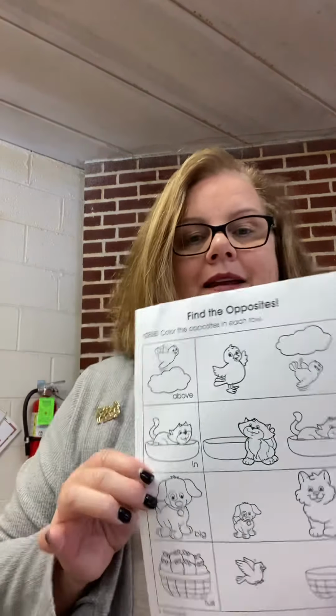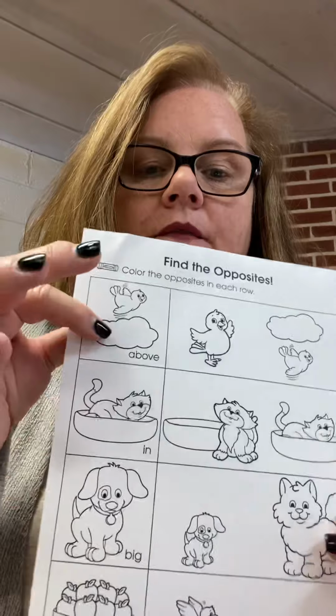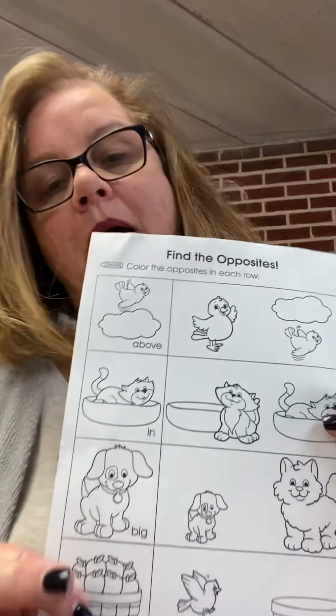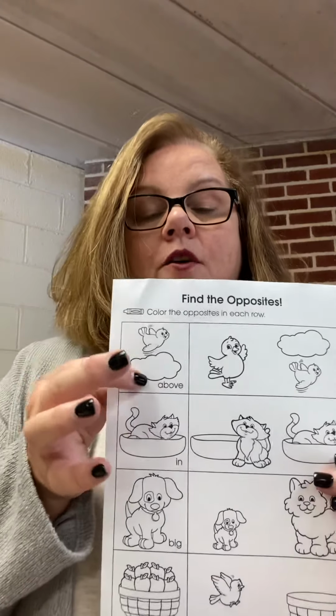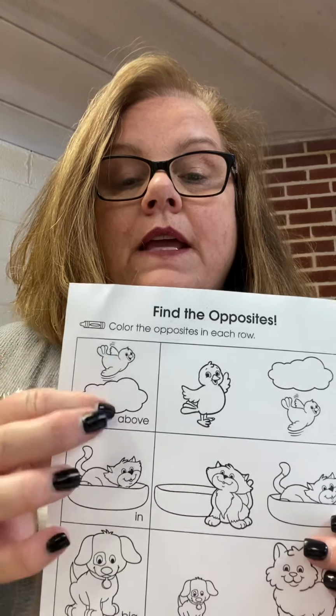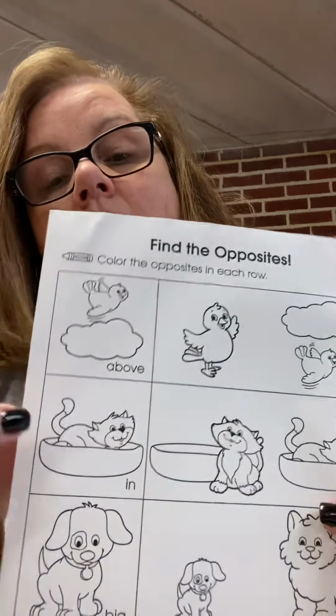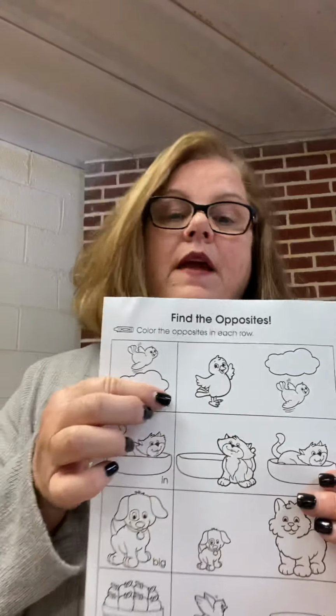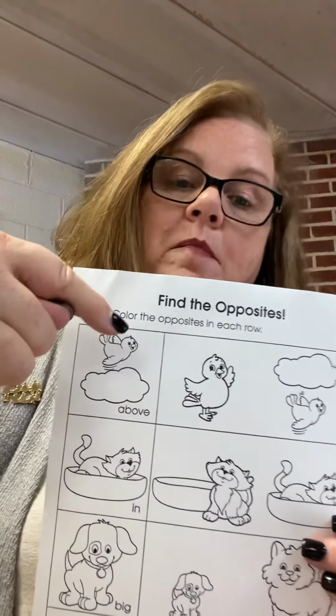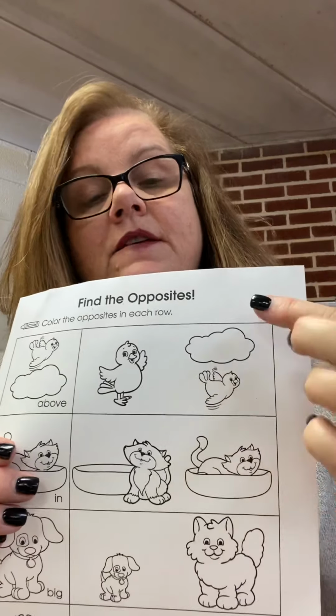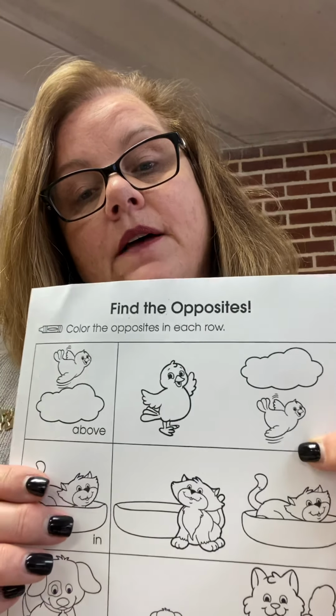Okay, so opposites. Now, I kind of have a feeling that you boys know opposites, but in case you don't, I'm going to give you some examples. All right, so let's look at our find the opposites. See this row right here? We see a bird, a cat, a dog, and some apples. Okay, so this first picture right here, it has the clouds and the bird is flying above the clouds. So the opposite of him flying above the clouds would be he's flying below the clouds.